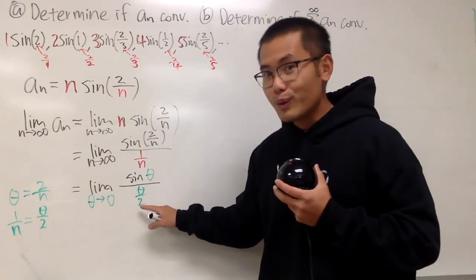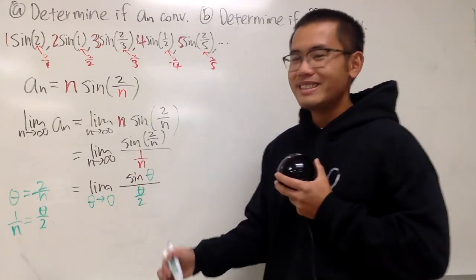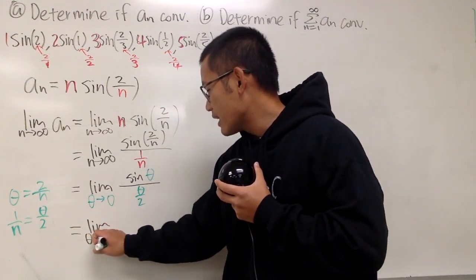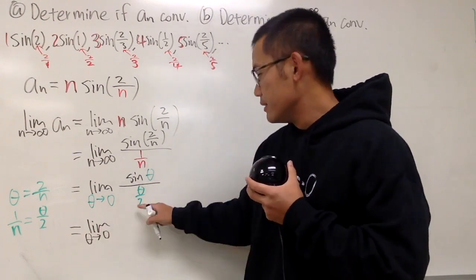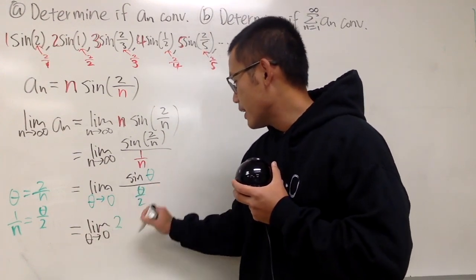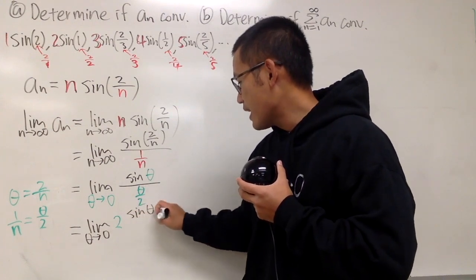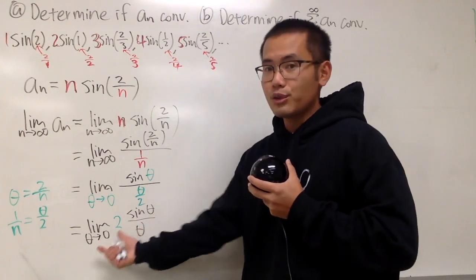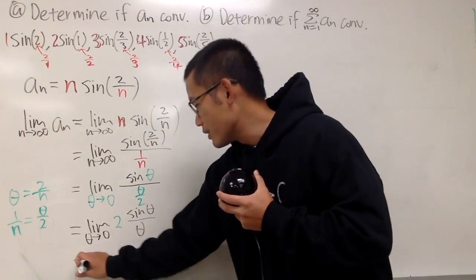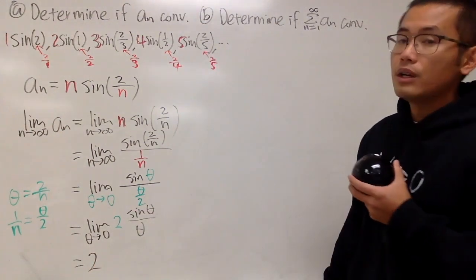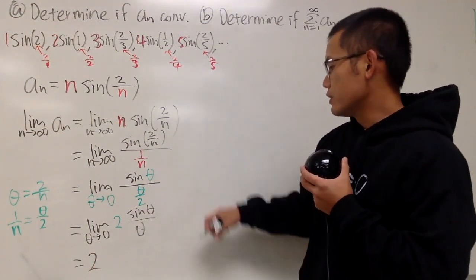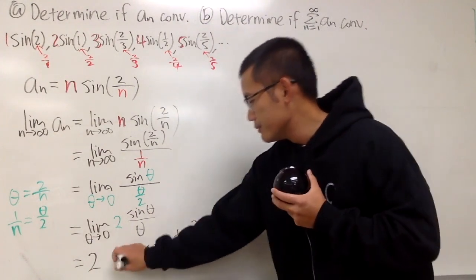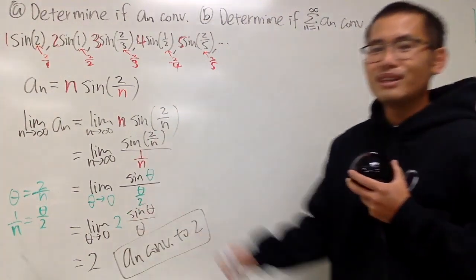Well, this over 2 is on the bottom. We can bring that up. So what we're looking at is this. The limit as theta goes to 0, this 2 up here, and then I'll just put down the sine theta over theta like this. And as you can see, this is just going to give you 1 and then times 2. So this right here will be 2 like that. So I will tell you that an converges to 2. So that's the idea, because the limit does exist.